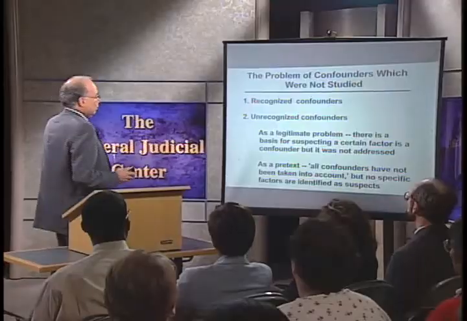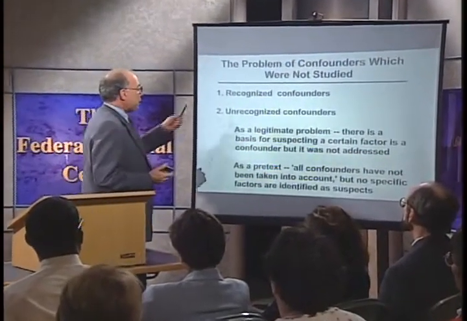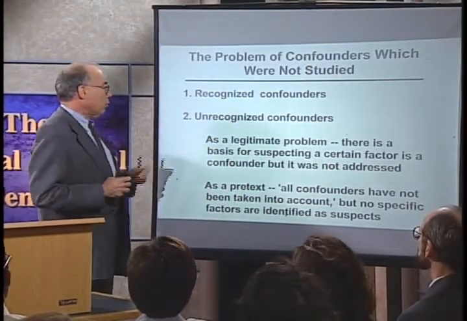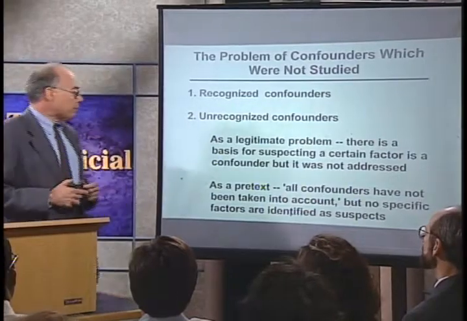But it is evidence that the problem of confounding is a terribly important one that we have to take into account. And it is a problem that you're going to hear about in the courts as you hear expert witnesses testify about whether confounding has been taken into account in a given case. We will come back to that in a few moments. What is the problem in the courts? We can have a recognized confounder, such as cigarette smoking in the example I just gave you, or we can have unrecognized confounders.